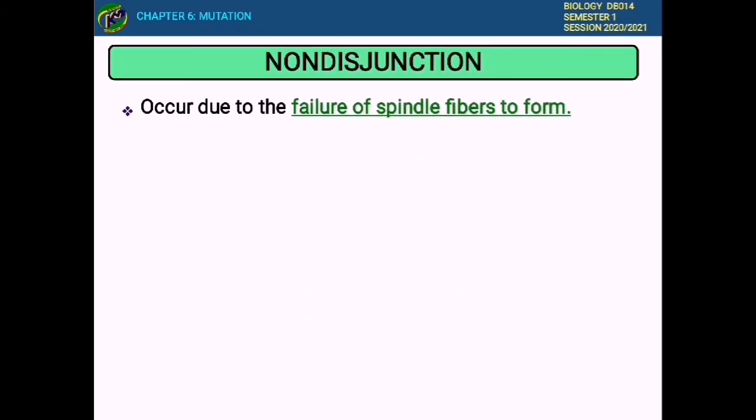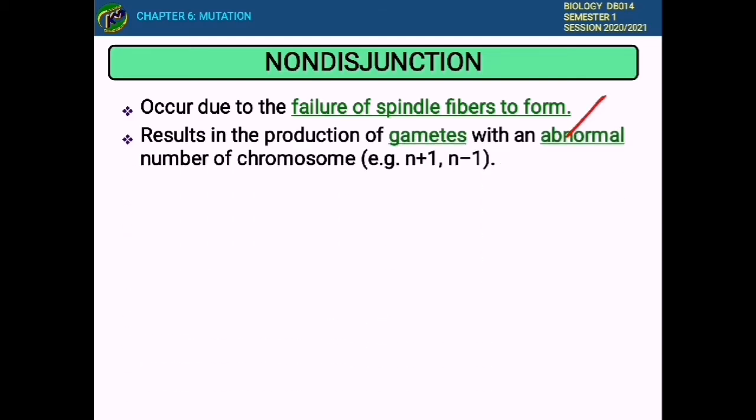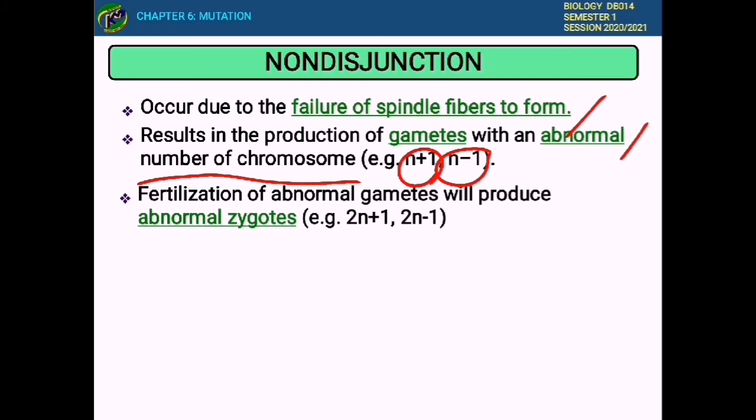So this non-disjunction occurs due to the failure of spindle fibers to form. This results in the production of gametes with an abnormal number of chromosomes. For example, we have n plus 1 or n minus 1. And the normal gamete is actually n, not plus 1 or minus 1. So fertilization of an abnormal gamete will produce an abnormal zygote. For example, we have 2n plus 1 and 2n minus 1.